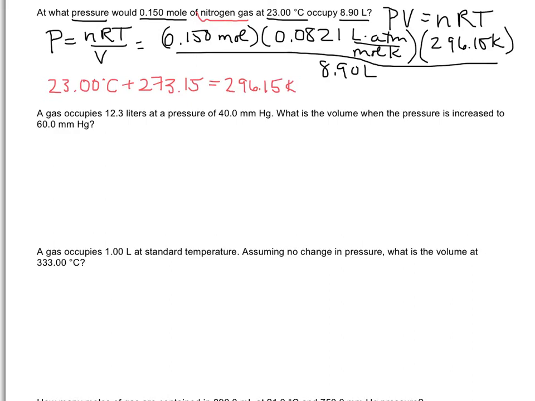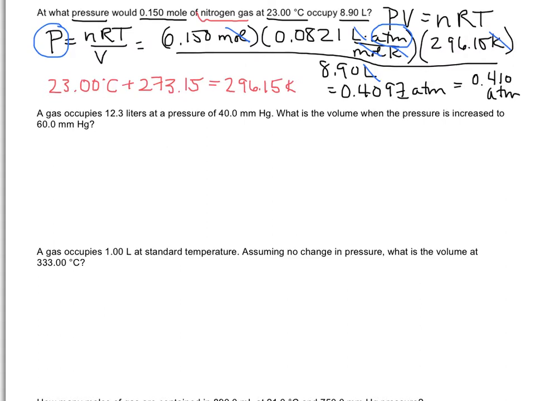Now let's take just a second and look at the units. Notice that my moles here will cancel with my moles here. My Kelvin here cancels with my Kelvin here. And my liters here cancel with my liters here. So I'm left with atmospheres, which is good because I'm looking for pressure. So I should end up with units of pressure. And so if I plug these numbers into my calculator, what I get is 0.4097 atmospheres. And I should only have 3 sig figs, so I'm going to round that to 0.410 atmospheres.